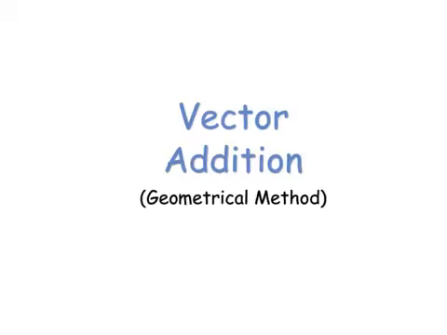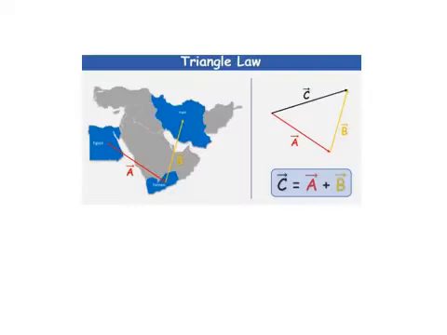In the next topic, we will define vector addition by using a geometrical method. If you have two vectors A and B, and you want to add the vector A to B, then we will use the head to tail rule, right? As you can see in the figure, the head of the vector A is joined with the tail of the vector B, and we get the resultant vector A plus B, which is equivalent to the vector C.